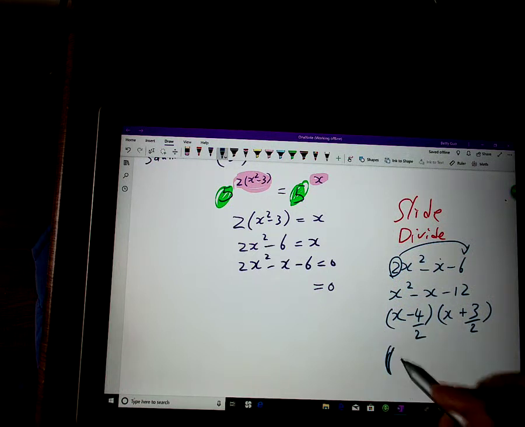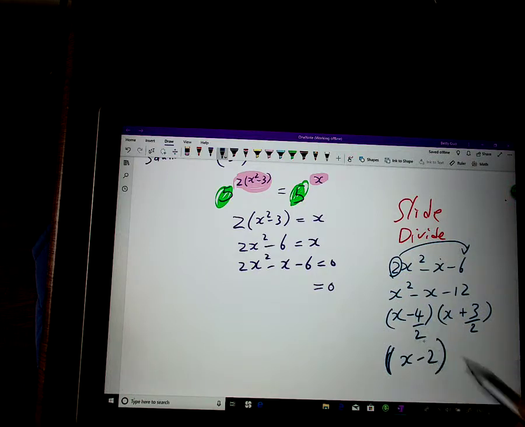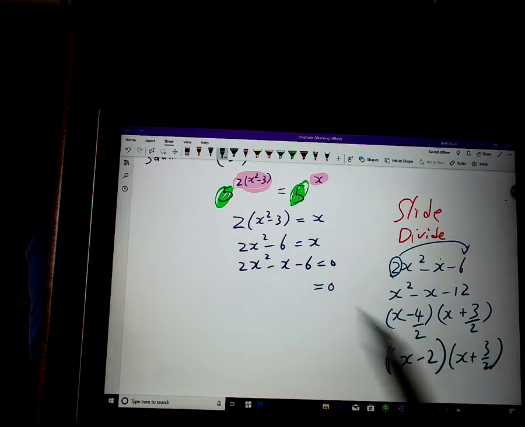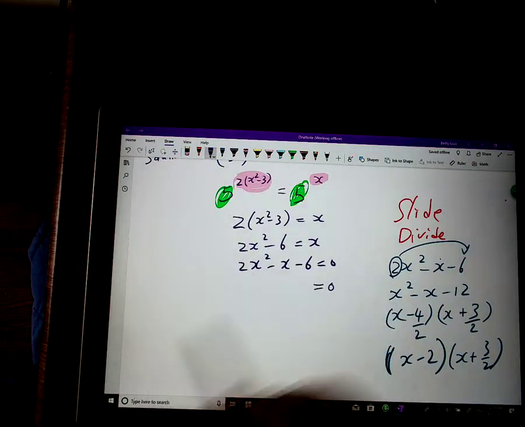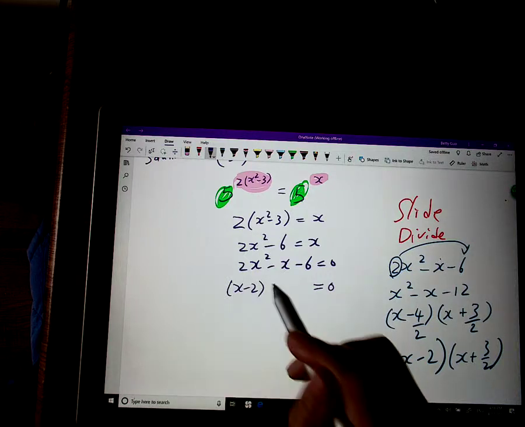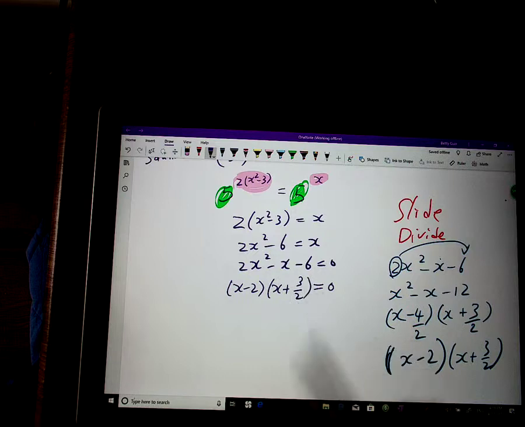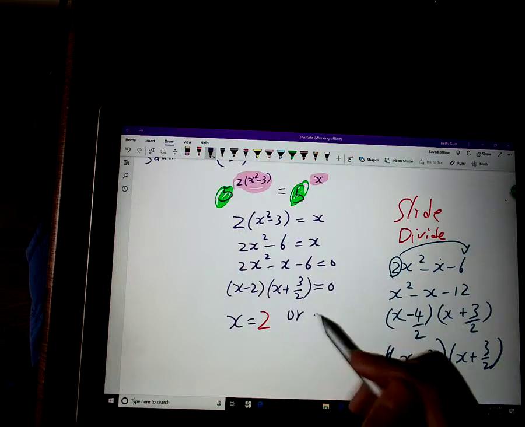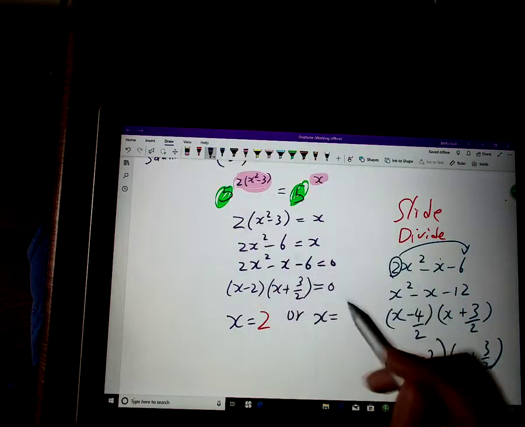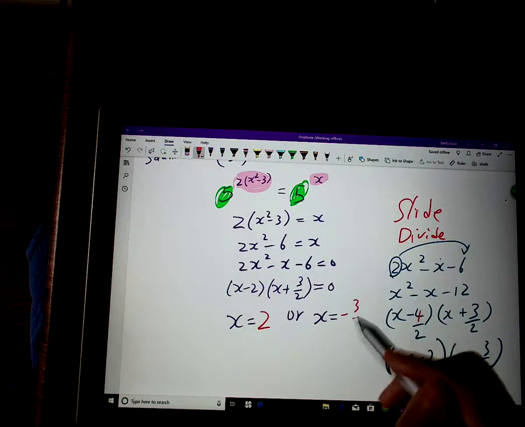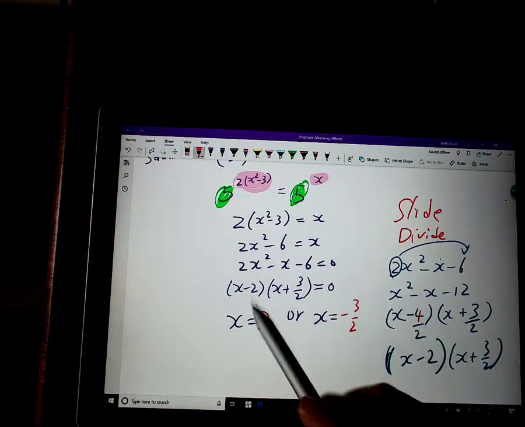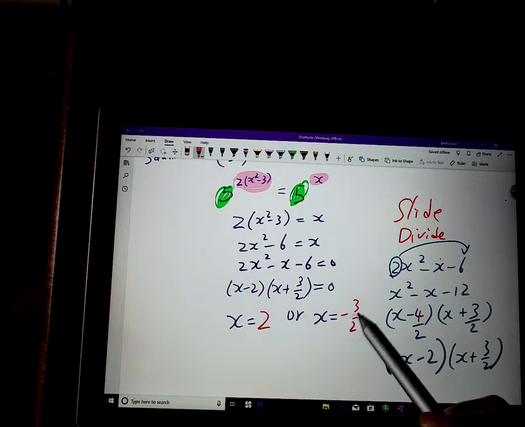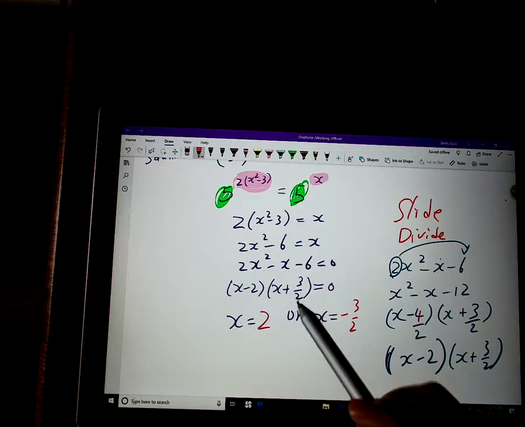Reduce: x minus 2, since 4 over 2 is 2, and x plus 3 over 2. We don't have to slide it back. You should have that in your notes because we talked about this before. So the left-hand side is factored as x minus 2 times x plus 3 over 2. We have x either equals 2 or x equals negative 3 over 2. 2 is the opposite of negative 2. Negative 3 over 2 is the opposite of positive 3 over 2.